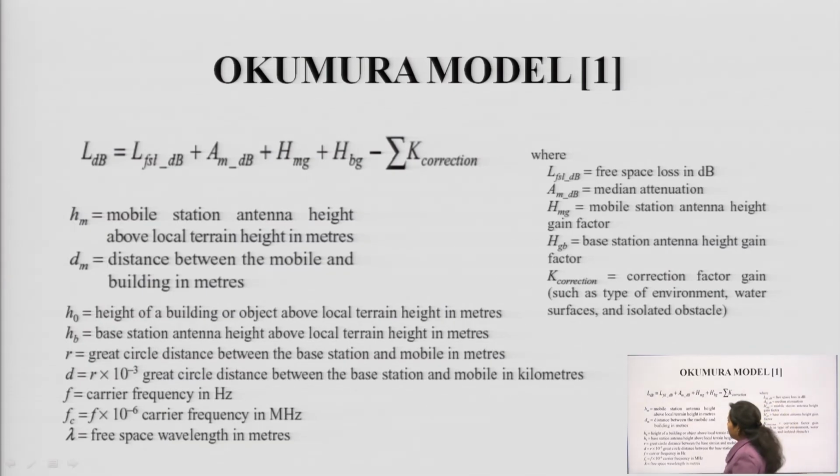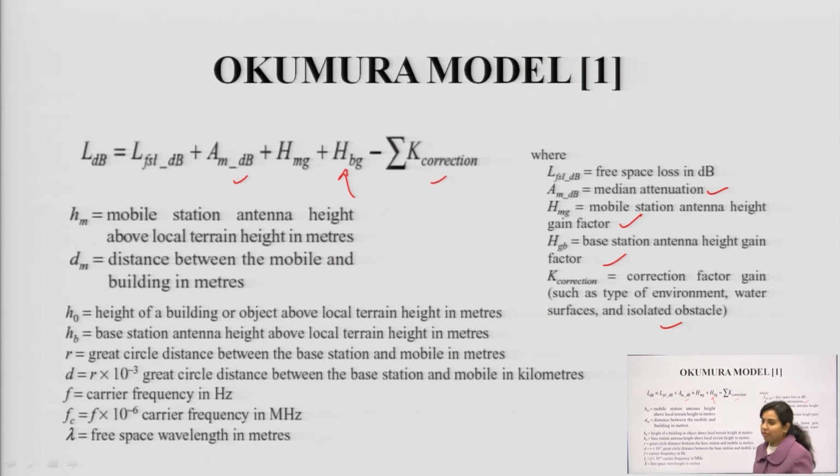Now, the Okumura model loss is denoted by L in dB, which is equal to Lfs, that is the free space loss in decibel, plus AMU, that is the mean attenuation. Then HMG, that is the mobile station antenna height gain factor. HBG is the base station antenna height gain factor. K correction is the correction factor gain, such as type of environment, water surfaces and isolated objects. So, all these things have to be added together for calculating this correction factor.